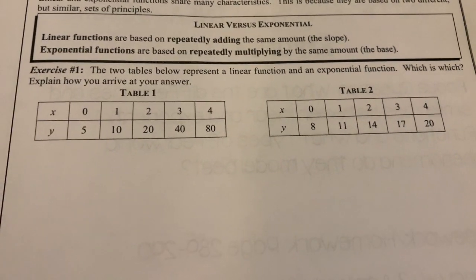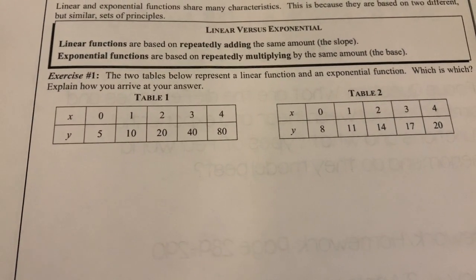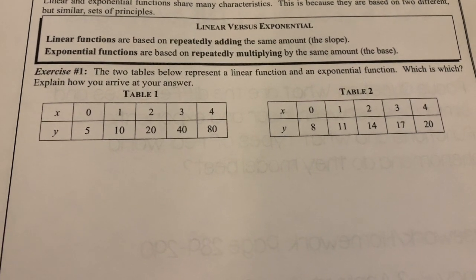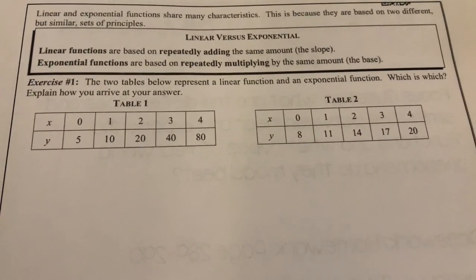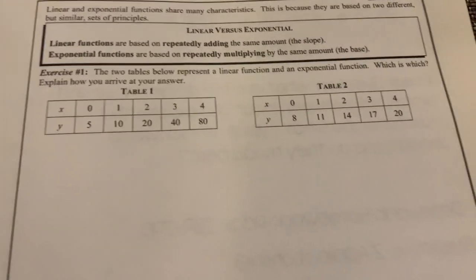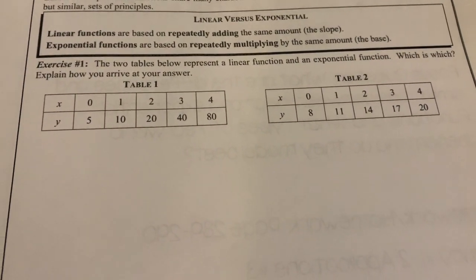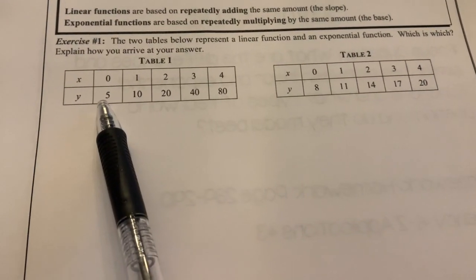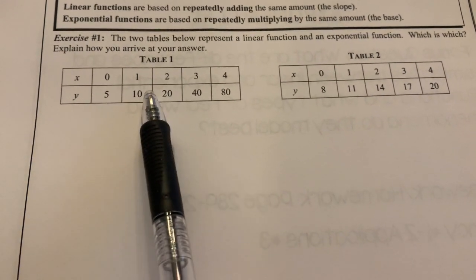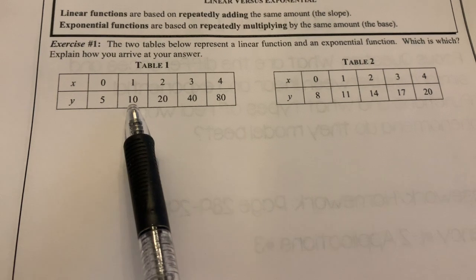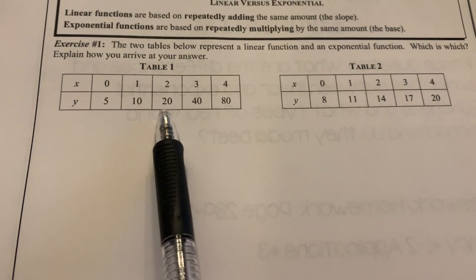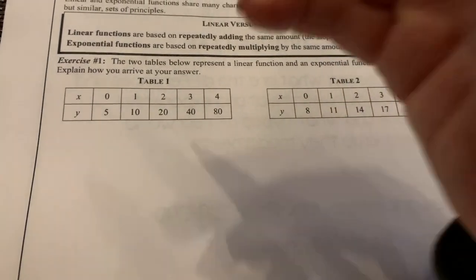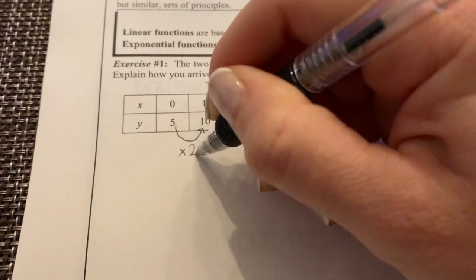So in exercise 1, we're looking at two tables here, and one of them represents a linear function and the other one represents exponential. So our job is to decide which one is which and explain how you arrived at your answer. So make sure you don't jump to conclusions here. Make sure you look carefully, because from the first to the second, I could say here that I'm adding 5, but you must check the second to the third, because if this was a linear function, I would be adding 5 again, right? However, what I'm really doing from 5 to 10 here is I am multiplying by 2.